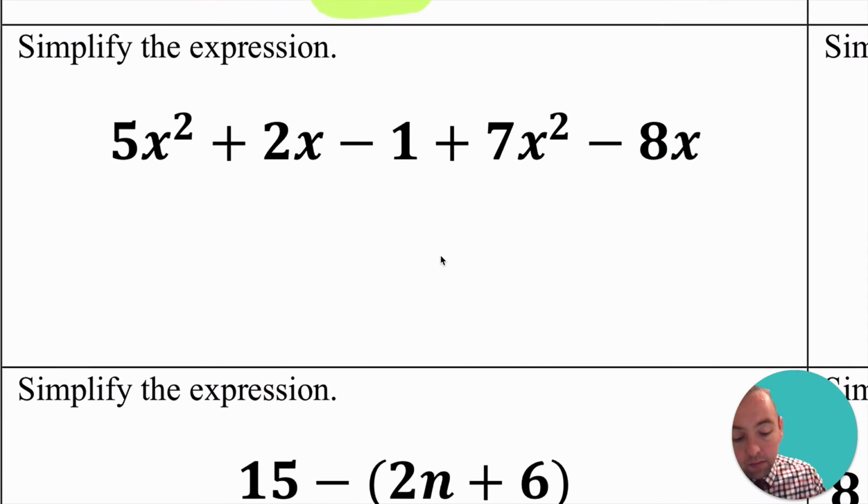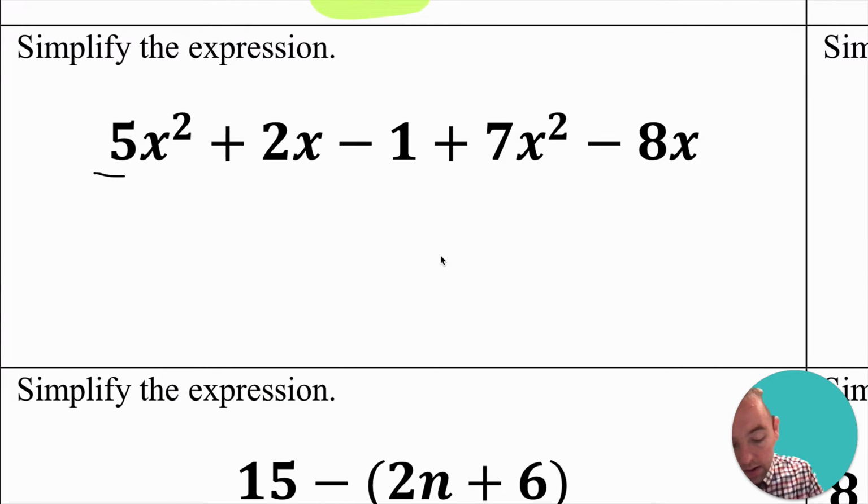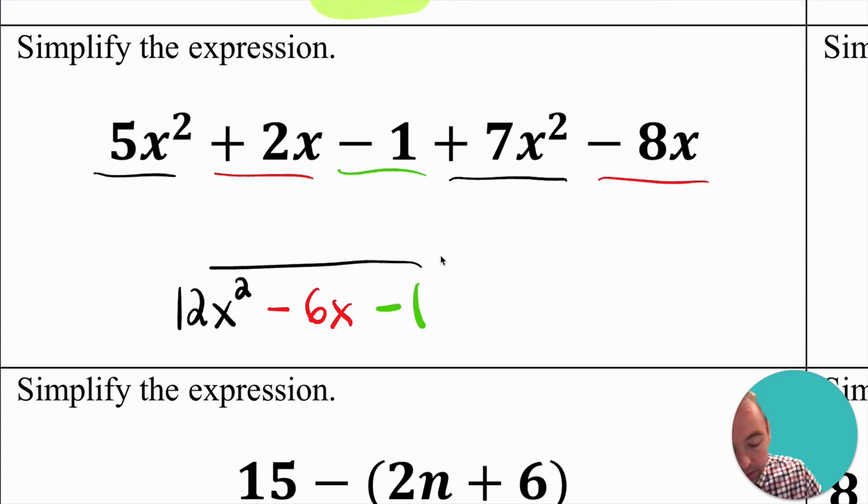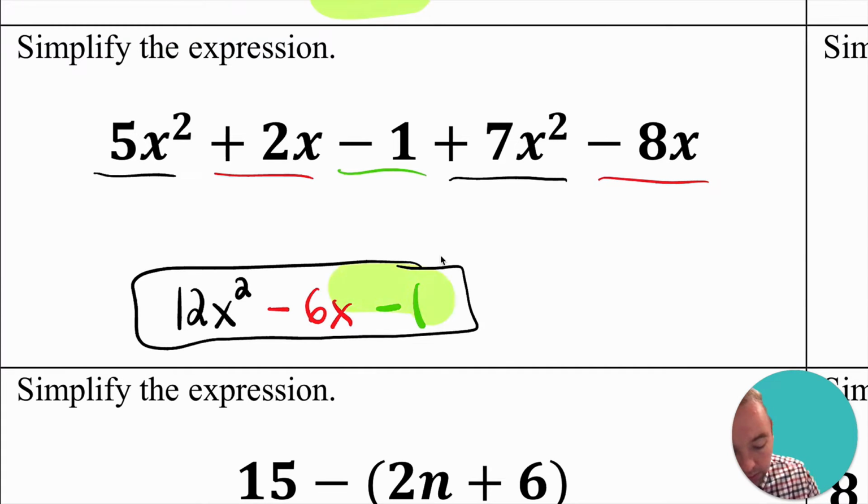In a similar manner, we're just adding and subtracting a bunch of stuff. So 5 plus 7 would be 12, and those are the only terms that are x squared terms that we'd be able to combine together. And then you'll also see that we have a couple of these terms, a positive 2 and a negative 8, which would add to be a negative 6x, so minus 6x. And then finally, there's just one constant term. Remember that just the number is called a constant, and then minus 1. And it turns out that this would be the simplest way that we can write this expression.